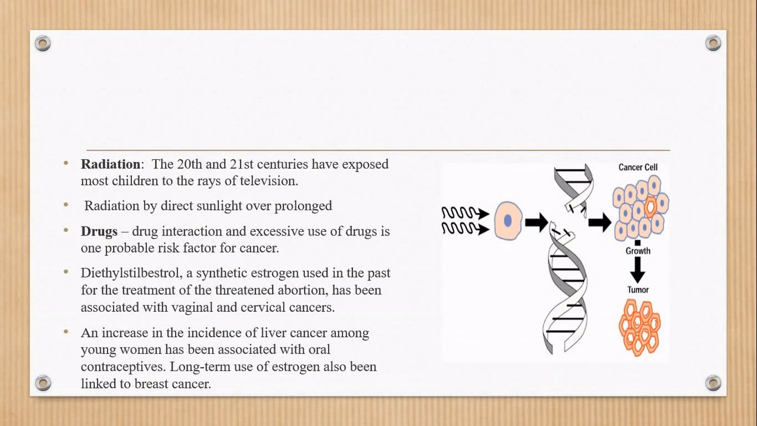Radiation. The 20th and 21st centuries have exposed most children to the rays of television. Radiation by direct sunlight over prolonged periods. Drug interaction and excessive use of drugs is one probable risk factor for cancer. Diethylstilbestrol, a synthetic estrogen used in the past for the treatment of threatened abortion, has been associated with vaginal and cervical cancers. An increase in the incidence of liver cancer among young women has been associated with oral contraceptives. Long-term use of estrogen has also been linked to breast cancer.